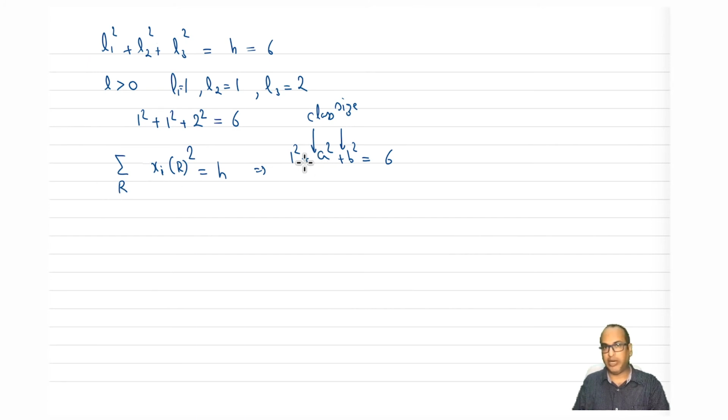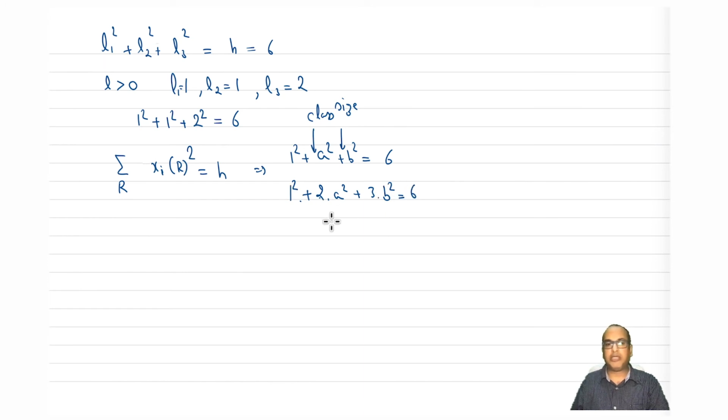And if we are doing only 1 square plus a square plus b square, this is under E, this is under C3, this is under sigma v1. So we have not considered C3 square and sigma v2 and sigma v3. So we have to multiply this. So 1 square plus 2 into a square plus 3 into b square will be equal to 6.